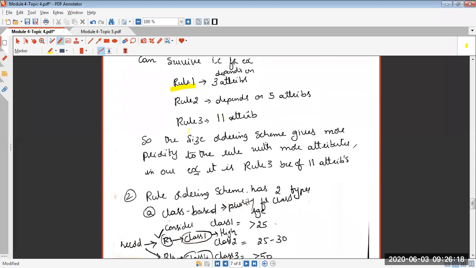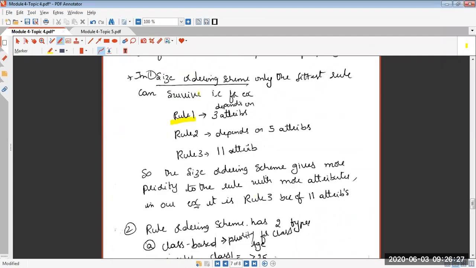Okay. So the more attributes a rule has, the higher priority that rule will have. Fewer attributes, low priority. That is the belief system in this mechanism, size ordering. So more attributes, high priority. For example, rule 3 with 11 attributes gets high priority, and rule 1 with 3 attributes gets low priority.